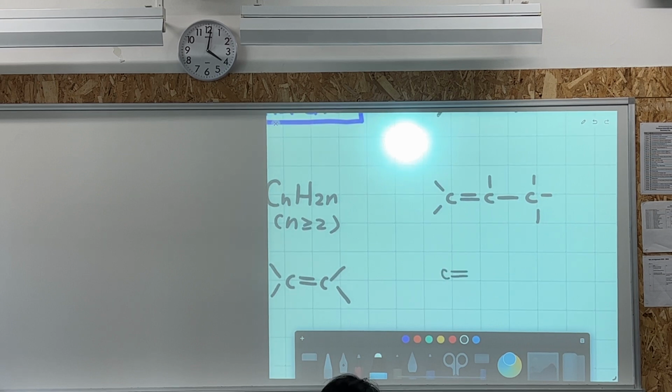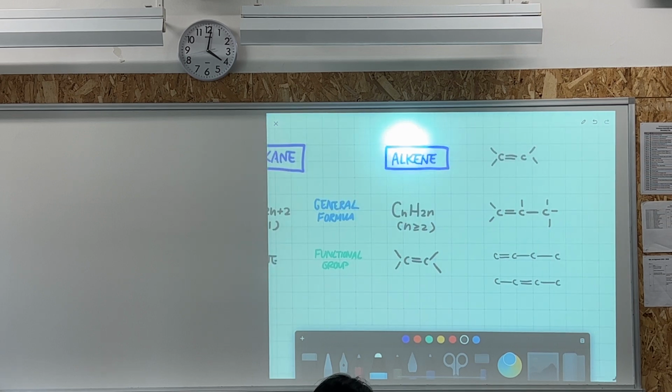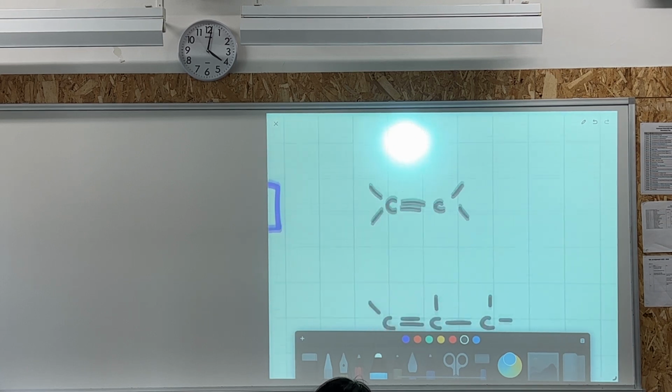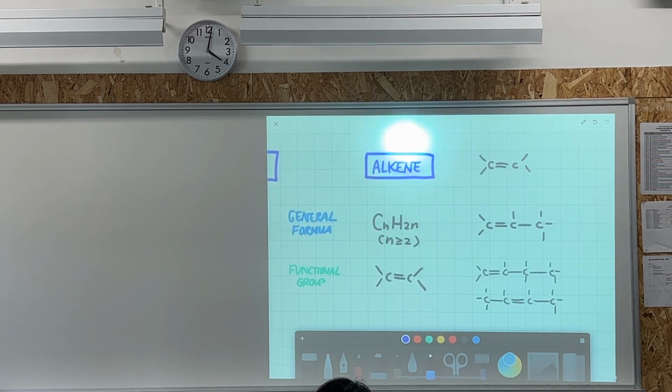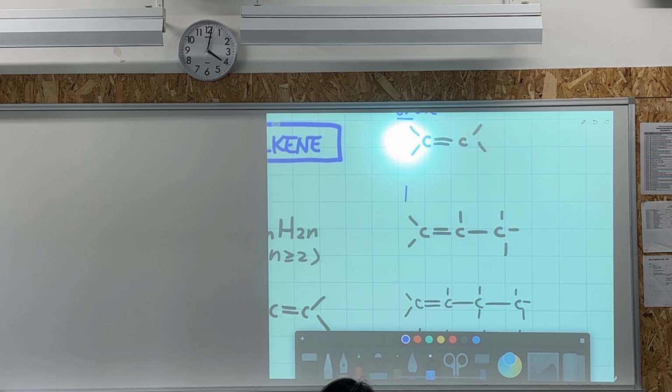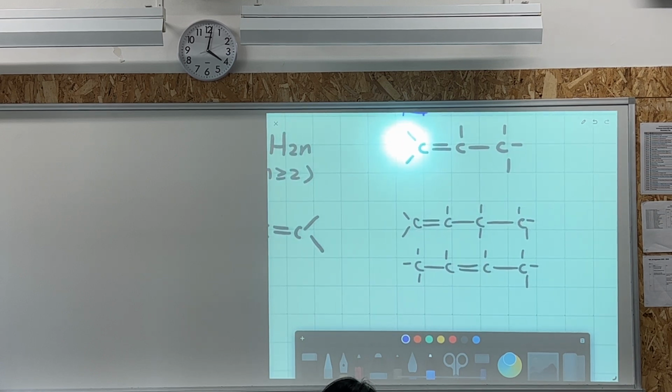Okay, so we have this. Can you name these alkenes for me? Yeah, there will be a question on this. The top one will be ethene. So write down ethene, E-N-E. Okay, not A-N-E anymore. What about the second one? Propene. What about this one? Butene. If this is butene, what about this one?